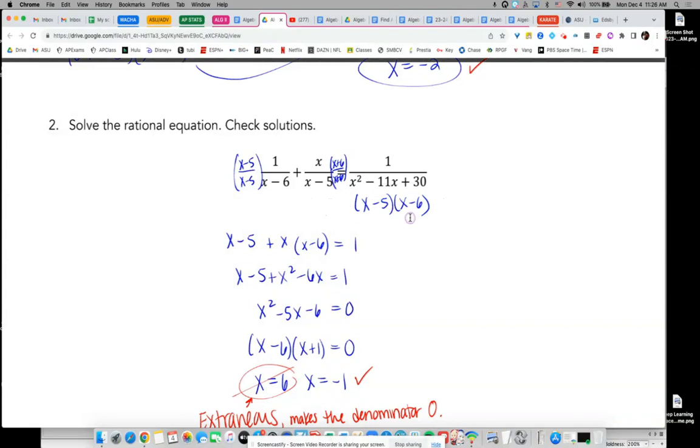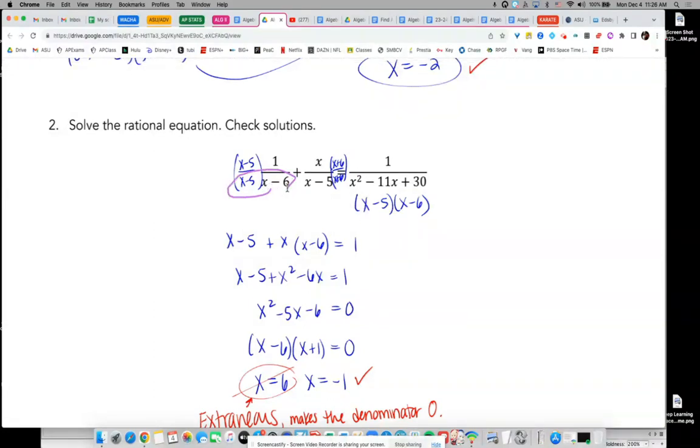Then I can see from that that this one needs an x minus 5, and I can see that this one needs an x minus 6. So we should be multiplying by x minus 5, x minus 6. This should be minus 6. It looks like someone wrote plus. Oh, they have it correct down here though. Okay, so x minus 6 on both of those.